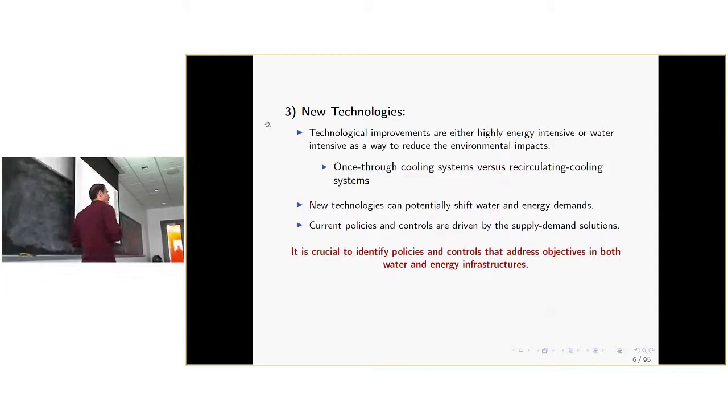Another reason, new technologies. Over the last 20 years, we have been able to improve our technologies. We have been able to improve the efficiency of different technologies in different sectors, for example, water systems or energy systems. But again, going back to my first slide, in each sector, we just focus on the objectives in that sector. For example, in water systems, we have tried to optimize objectives for water network operators, and in energy systems, they are trying to optimize objectives for energy systems. We did not pay attention to the coupling between these two infrastructures. So today, it's time for us to be more careful about this coupling, and we need to address objectives in both domains, in energy and water.